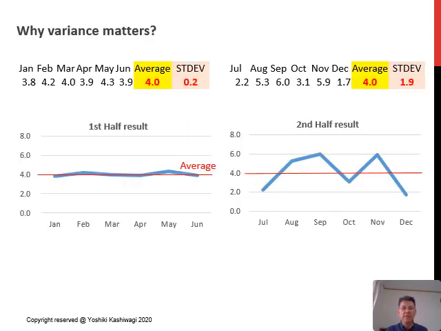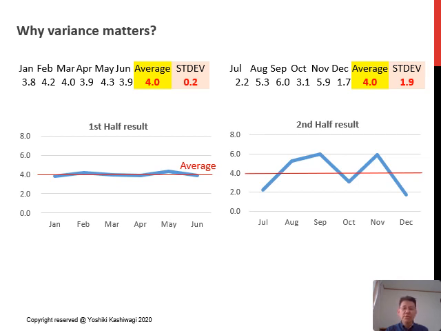Now let's look at a simple example to see why variance or standard deviation matters. This is simple sales result data from January to December. If you look at the first half of the result with average, which is 4.0, and at the same time, if you look at the average of the sales result in the second half, which is again 4.0. If you only look at the average result, you may say, hey, we have the same performance in both the first half and the second half. Yes, that is true. That is not wrong in terms of the average.